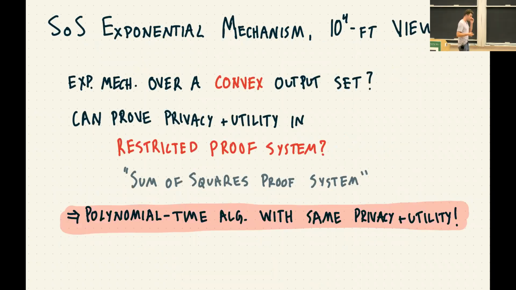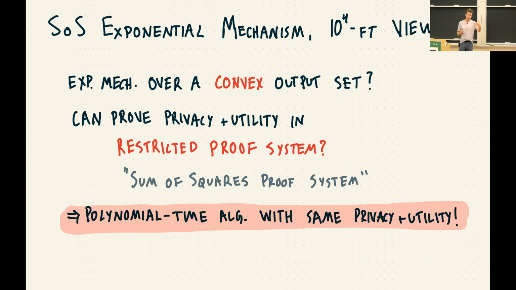So let's start with a 10,000-foot view of SOS exponential mechanism. What can it let you do, at least in the form that we understand it right now? And I don't want to claim that this is the ultimate form of this tool. We're just starting to understand what we can do. So let's suppose that you have in your hands some exponential mechanism, some DP mechanism based on exponential mechanism. And the output space, I'm just going to assume, is convex. Okay, so it's some high dimensional space, let's say a vector space, and then the set of outputs you're interested in is convex.